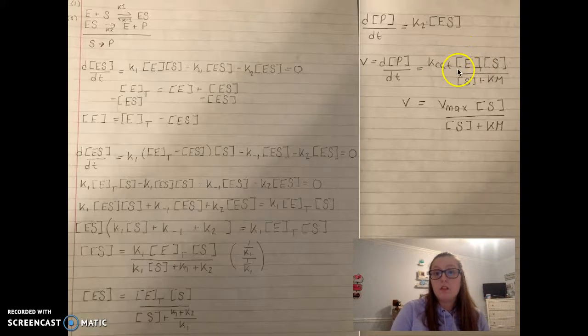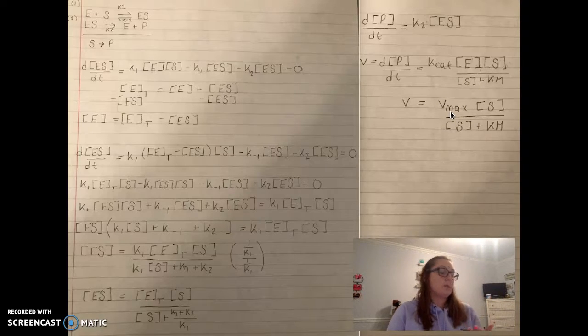So now it's important to realize that if you have K cat and you multiply it by the concentration of E total, you're going to get Vmax. And the reason you're going to get Vmax is because K cat is the turnover number, so it's how many molecules an enzyme can utilize per second. And then if you have the total enzyme concentration and you multiply those two together, that will ultimately give you the maximum velocity of the reaction.